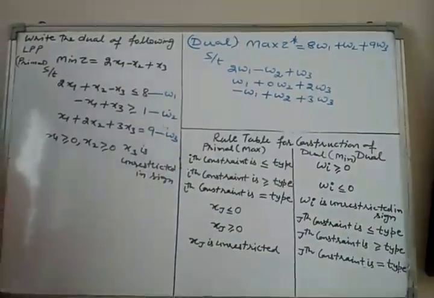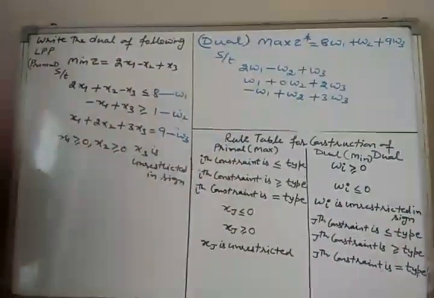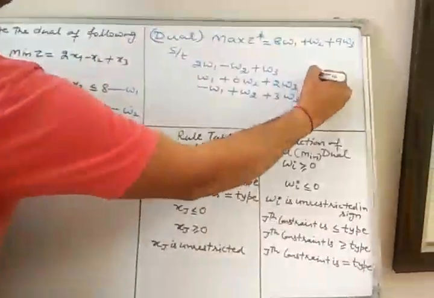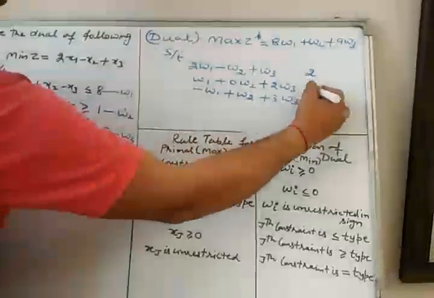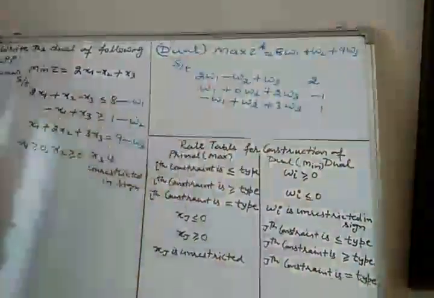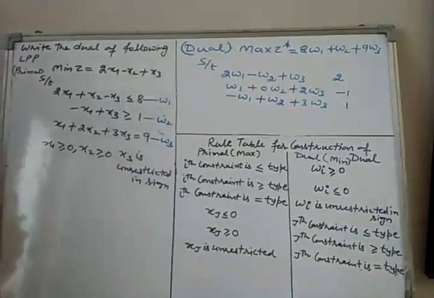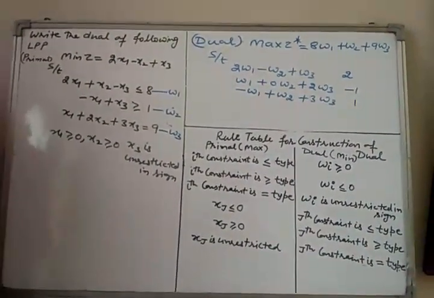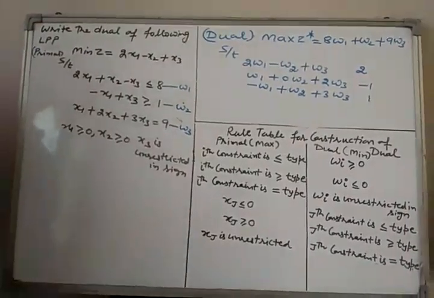Now we know that the cost coefficients become the right hand side. The first cost coefficient is 2. Therefore, we write 2 here. The second is minus 1. We write minus 1 here. The third is 1. We write 1 here. Now we decide the sign of the dual variables W1, W2, W3 and the sign of the dual constraints.